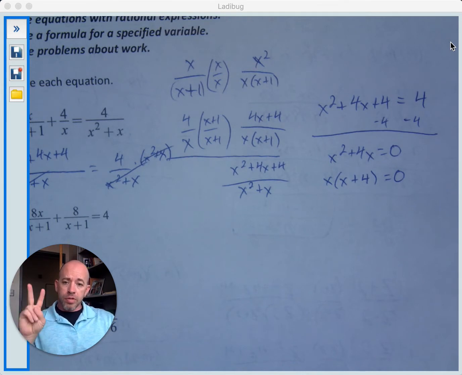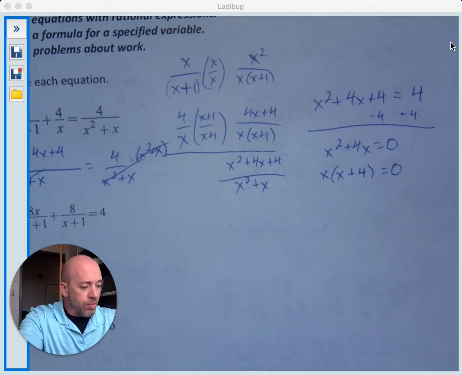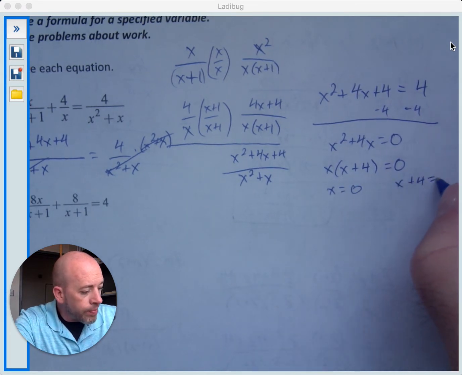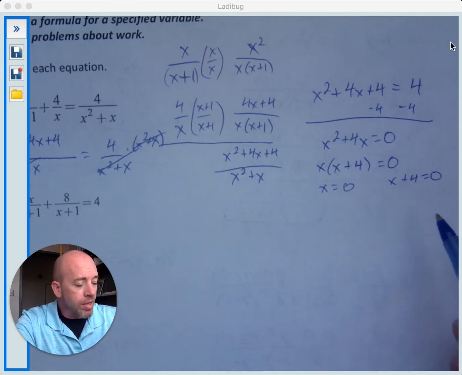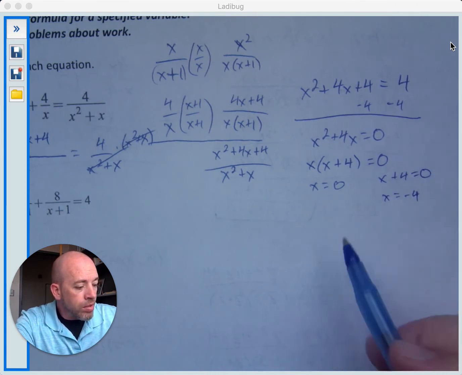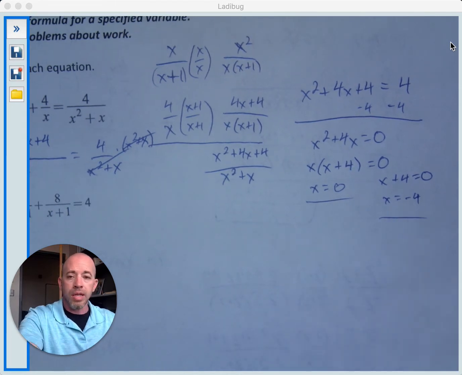So that gives us two solutions, right? We have to look at the places where each factor is 0. For this factor of x, it's just x equals 0. So either x equals 0 or x plus 4 equals 0. We subtract 4 from both sides, we get x equals negative 4. So these are our two potential solutions, right? Either x equals 0, or x equals negative 4.